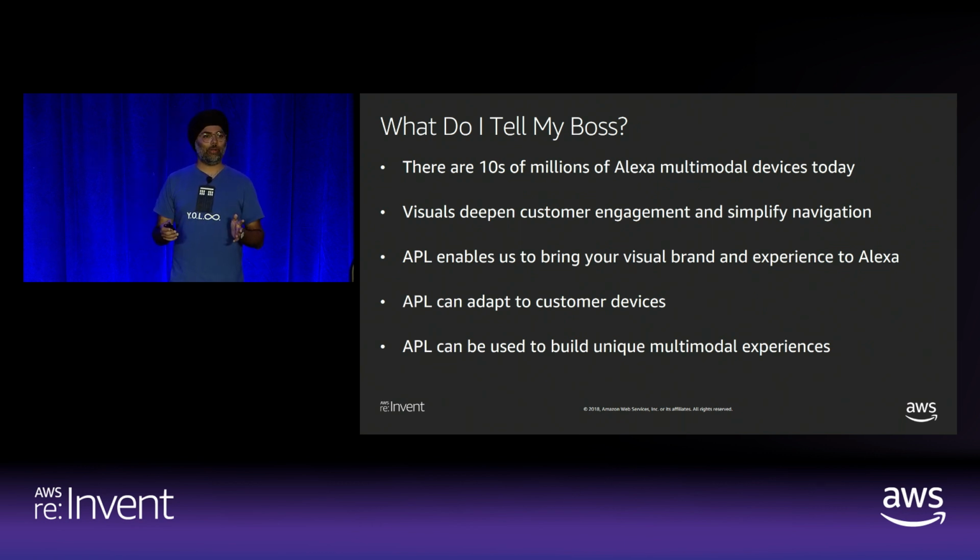Well, the first thing I want to call out is that there are tens of millions of Alexa multimodal devices out there already, and more are coming from partners. That's what that reference kit is all about. I also want to call out that visuals deepen engagement. Not only do customers engage more with multimodal devices, they engage for longer periods of time. Also, APL is the way to build visuals on multimodal devices. And APL can adapt to different kinds of devices. So that's really powerful. And finally, it can be used to build this sort of multimodal experience that we just saw. So right now we have about 10 commands, but we'll keep adding them.